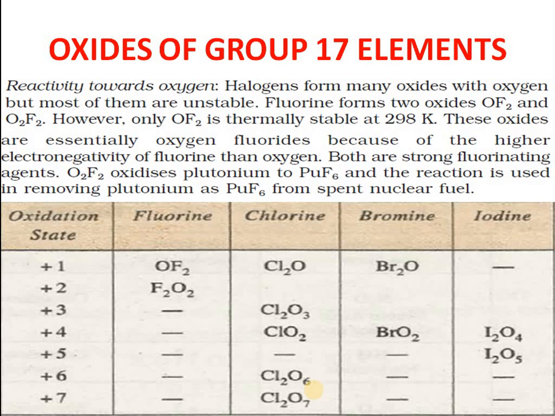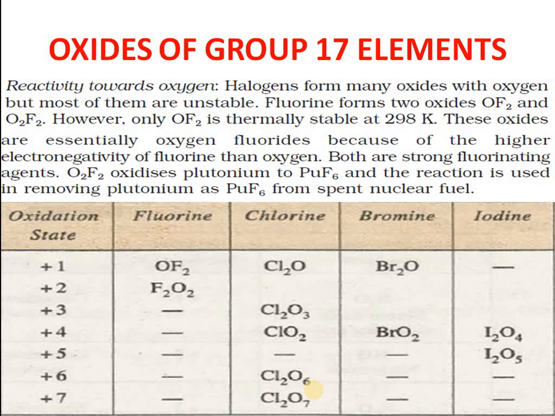Now comes oxides. Halogens can form oxides in the form of OF2, O2F2. OF2 is thermally stable at 298 Kelvin. These oxides are for fluorine, and also for chlorine and bromine. Now you can see that in OF2, oxygen has a positive oxidation state and fluorine has a negative oxidation state. And why is it so? Because of the higher electronegativity of fluorine.